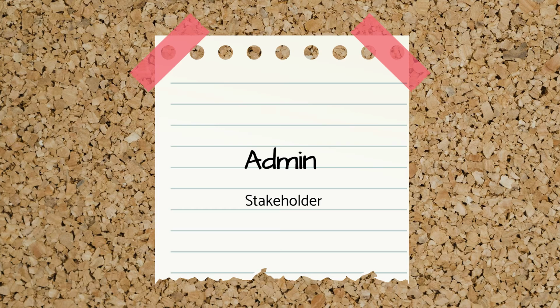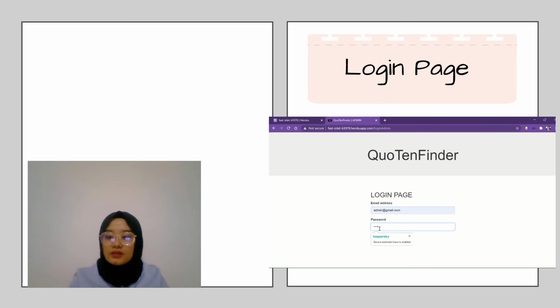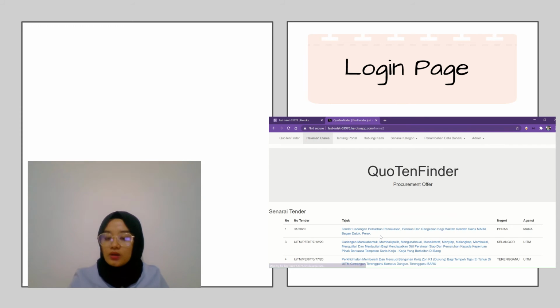For admin, this is the login. For admin, they need to click on the hyperlink of login as admin. If we go through the login page, they just need to enter the data that has already been set in the database. Next, they click on login, and it will route directly to the home page for the admin.